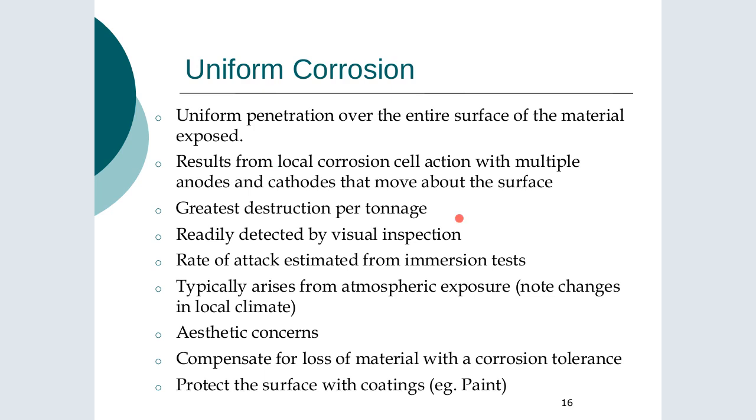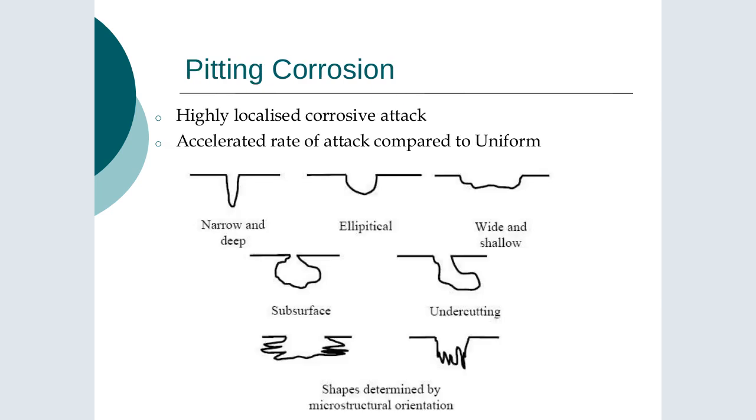So we've got uniform penetration over the entire surface. You've got local corrosion cell action, so multiple anodes and cathodes that move about the surface, so it's not a static event. Greatest destruction per tonnage, but really easy to see. You just see the damage there. And you can figure out the rate of attack from immersion tests. So you put some material out on site, and you measure the rate at which it's corroding. And then you factor that into your corrosion allowance. Okay, so that's as much as we'll say on that.